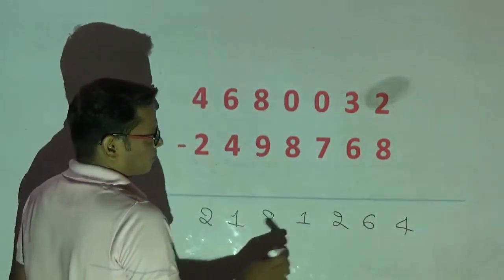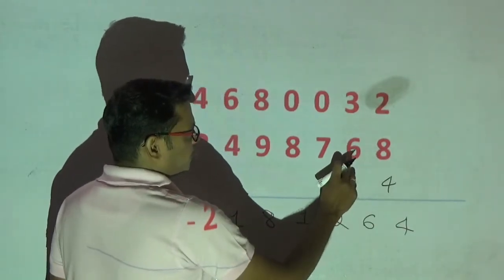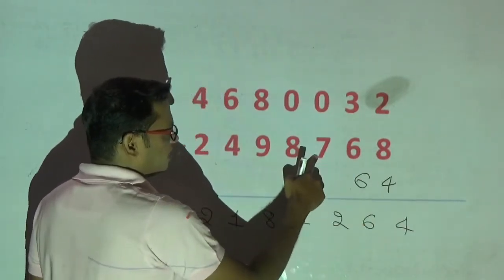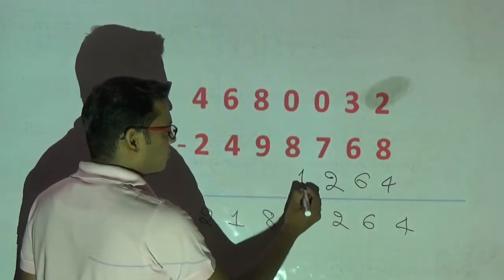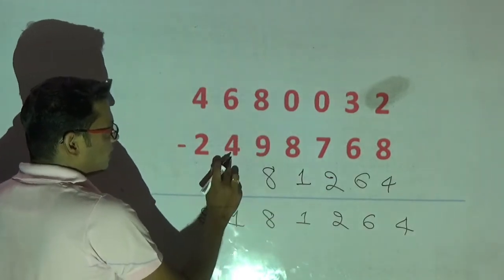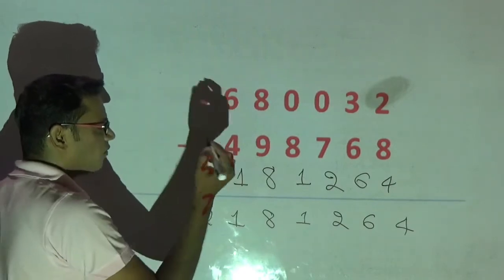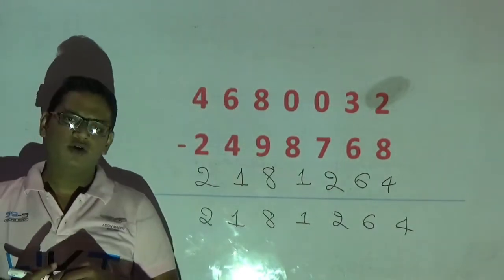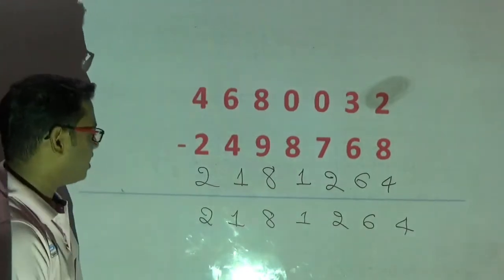Just observe now. 10 minus 8 is 2, 2 plus 2 is 4. This is 7. 10 minus 7 is 3, 3 plus 3 is 6. This is 8, 10 minus 8 is 2, 2 plus 0 is 2. This is 9, 10 minus 9 is 1, 1 plus 0 is 1. This is 10, 10 minus 10 is 0, 0 plus 8 is 8. This is 5, 6 minus 5 is 1. This 4 minus 2 is 2. See how quickly I did? Like that you can do it very fast and also accurately. Okay, we'll go for the next problem.